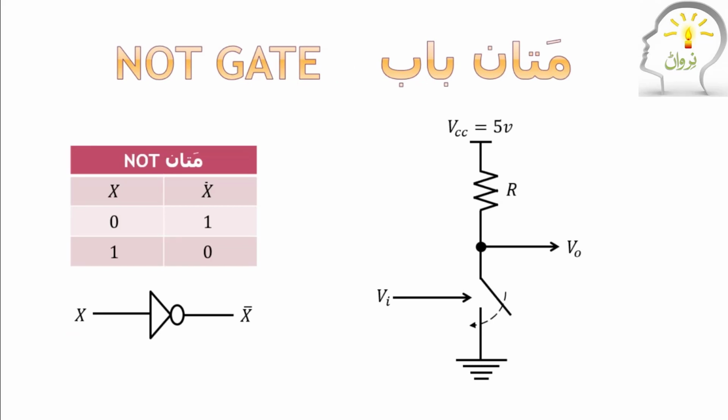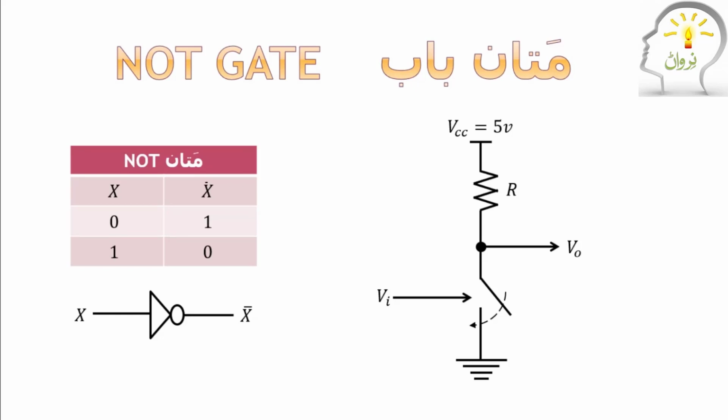Okay, this is the symbol of a NOT gate. In a NOT gate, the job is to implement the logic NOT operation. What is a NOT gate? A circuit which implements the logic NOT operation.